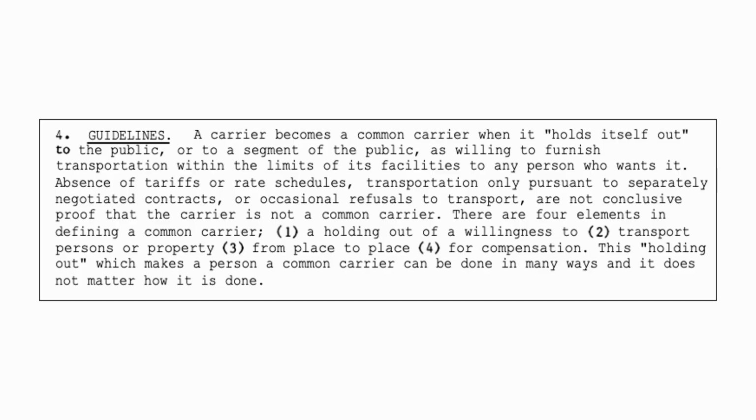Holding out can occur through various means, including direct advertising, word of mouth promotion, internet postings, or even making aircraft available at airports in a manner that suggests availability for hire. The FAA evaluates holding out based on the totality of circumstances rather than specific advertising methods.